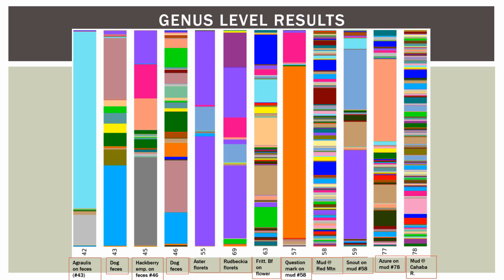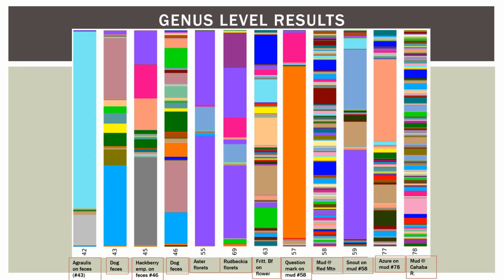So for example, if we look on the far left, sample number 42, that was taken from the digestive system of a butterfly on some dog poop, and almost all the bacteria in the gut of that butterfly was 1 or 2 species of bacteria. But if you look way over on the right, sample 78, a sample of mud, you see a whole bunch of different species of bacteria.